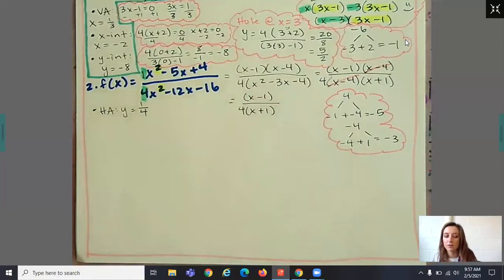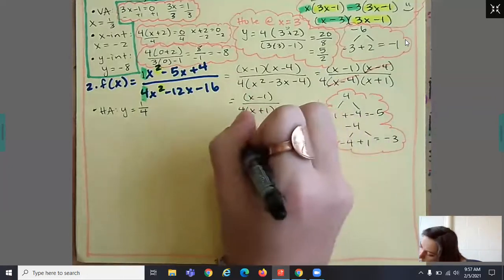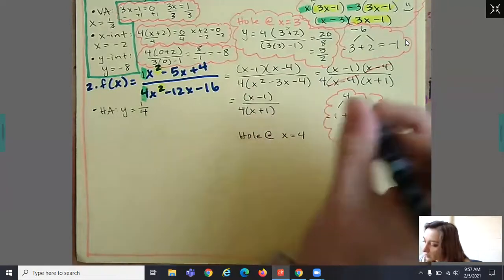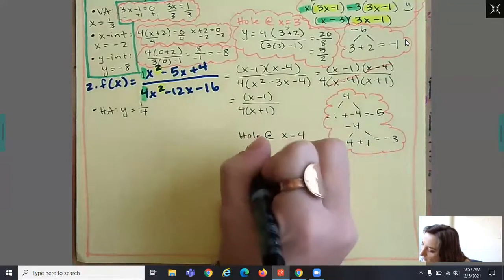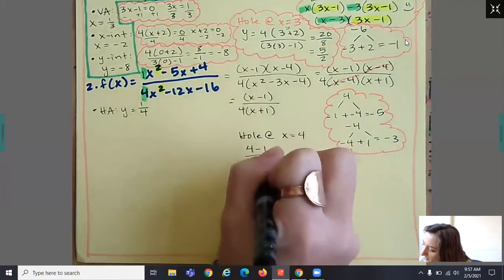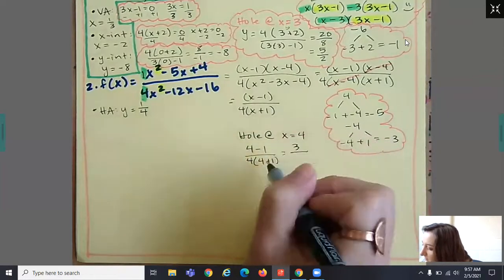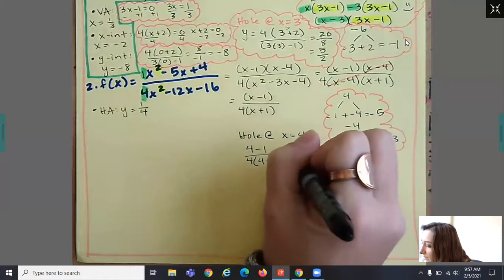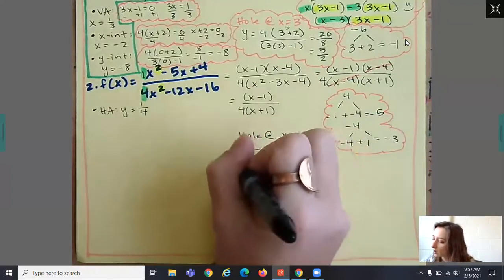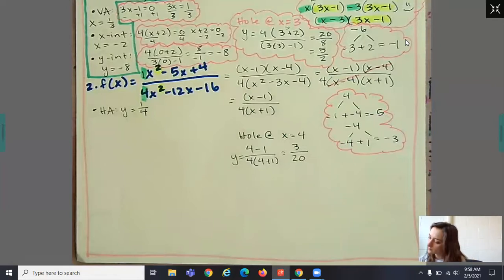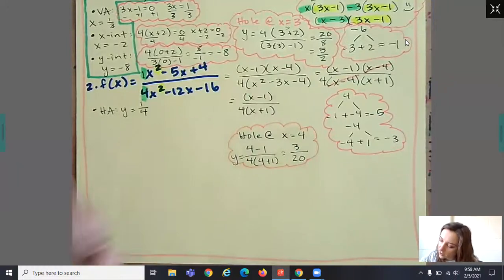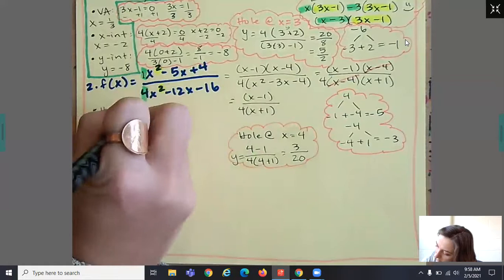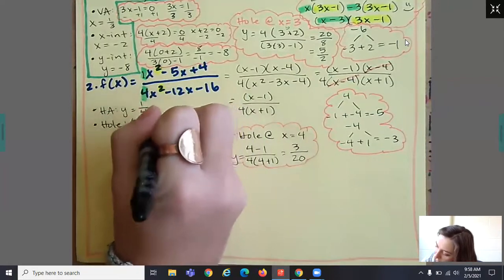Okay, now we know that there was a hole that was happening at x equals 4 because we're looking at the opposite of that number there. So we're going to take 4 and we're going to plug it back into this form. 4 minus 1 divided by 4 times 4 plus 1. 4 minus 1 is 3. 4 plus 1 is 5. 4 times 5 is 20. So this is the y value of our hole. Okay, so let's come over here. Our hole is happening at 4, 3/20.